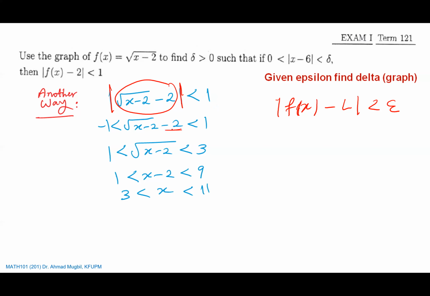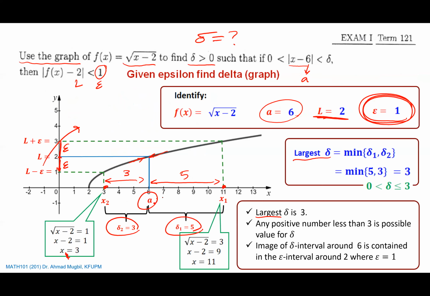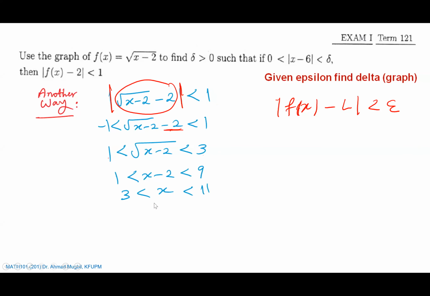Then you will add 2 to both sides. This is 3, this is 1. Square both sides, and you have x between 3 and 11. And this is what we had, by the way. We had x between 3 and 11 from the graph. It was clear. Now our task is what? Our task is to go to where? To something like this.